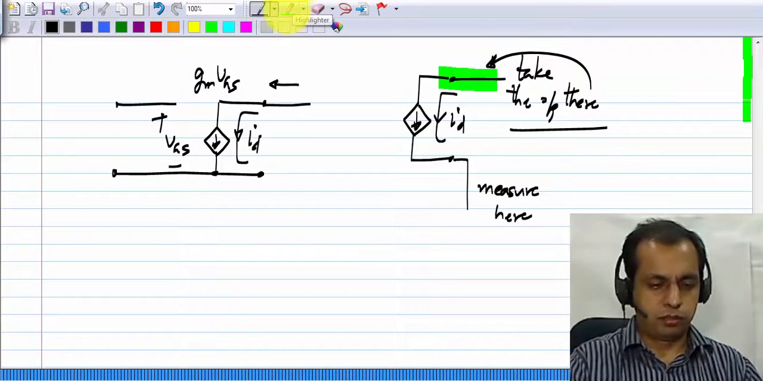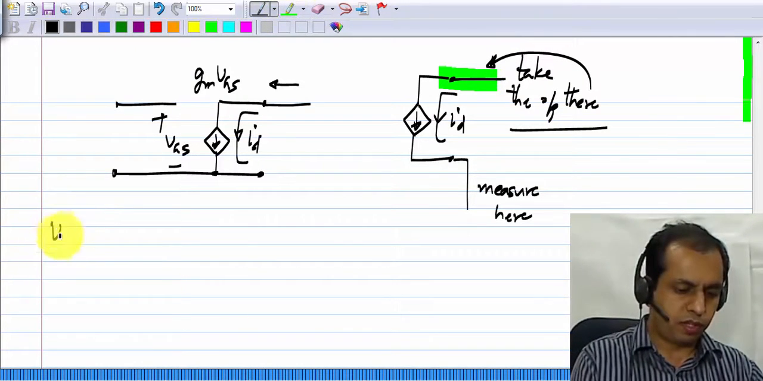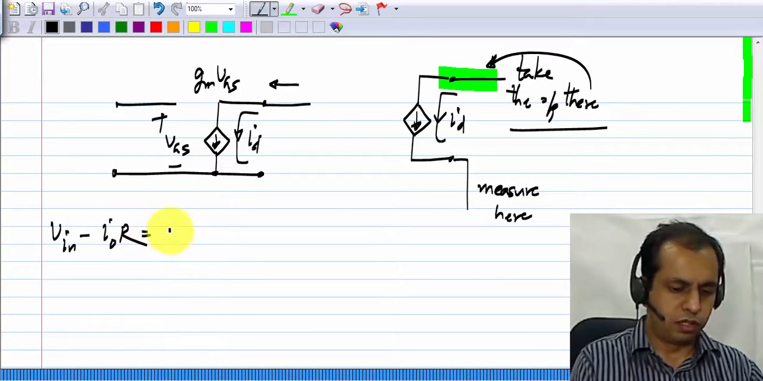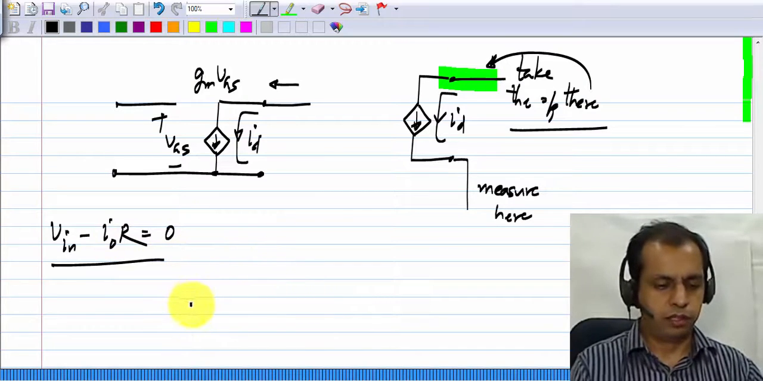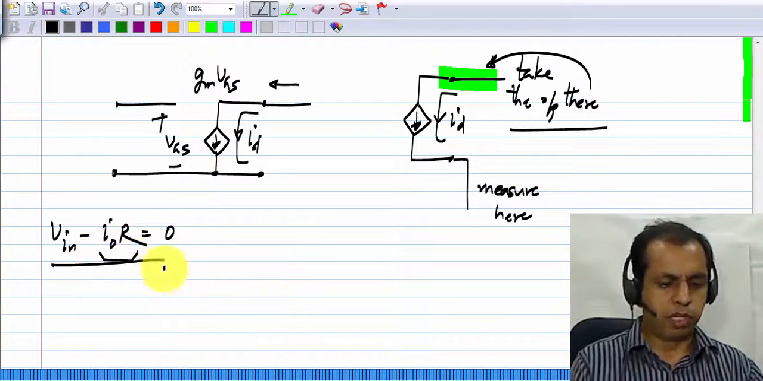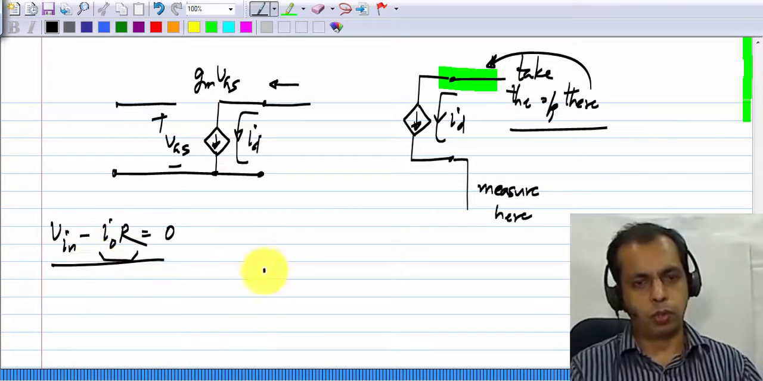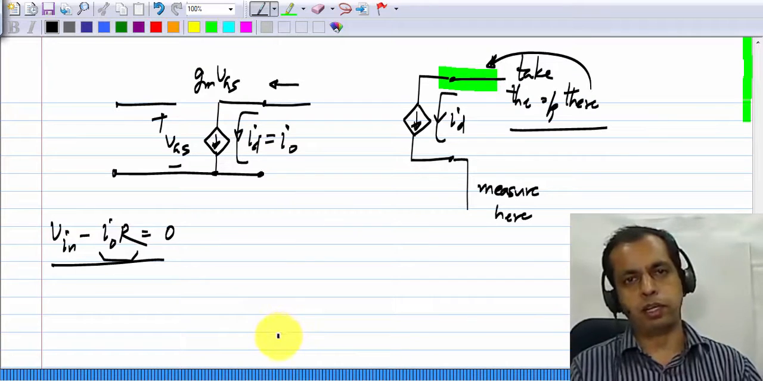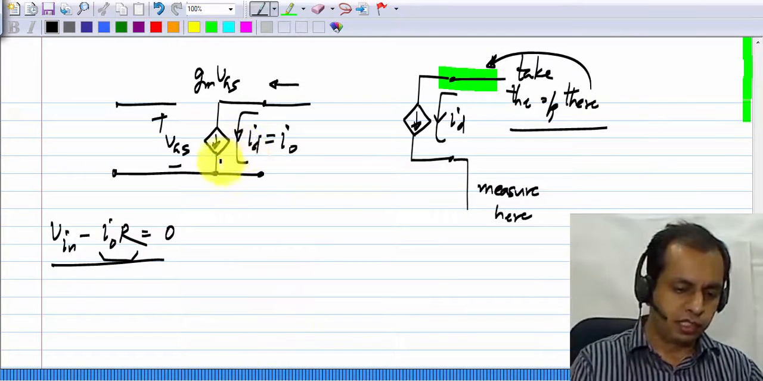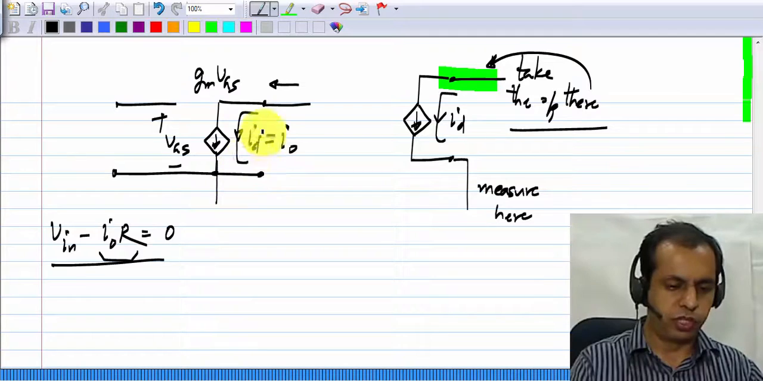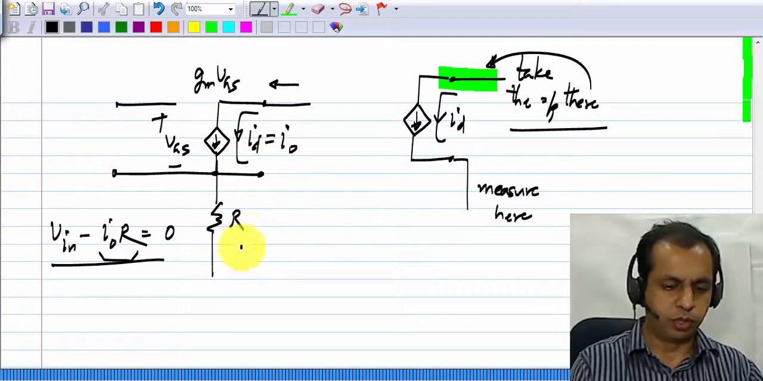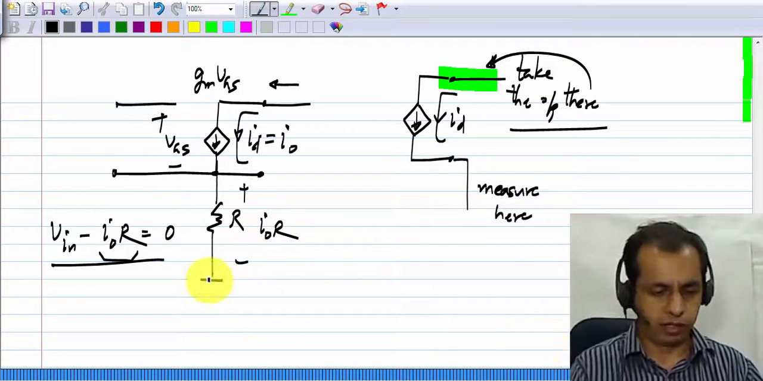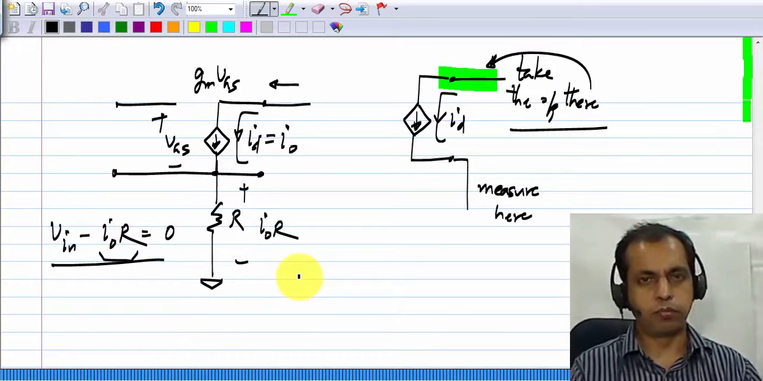So let's try and do that. What is the measure that we want? We want Vin minus I naught R to be 0. So I naught has to be multiplied with some R so that it can be compared with a voltage. Now obviously the drain current is the output current. That's where we get a current output in the MOS transistor. Let's say that this I naught is flowing downwards. So if I pass it through a resistor R, the voltage here will be I naught times R. Okay, and this one, let's say I connect it to ground.